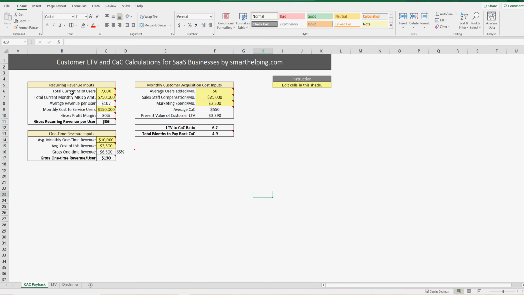So first, you start with user input. You're going to put current monthly recurring revenue users. So say you have 7,000 users that pay a monthly fee. The total monthly recurring revenue dollar amount that all those users are paying together. And then a formula will calculate the average revenue per user. You then want to enter the monthly cost to service users.